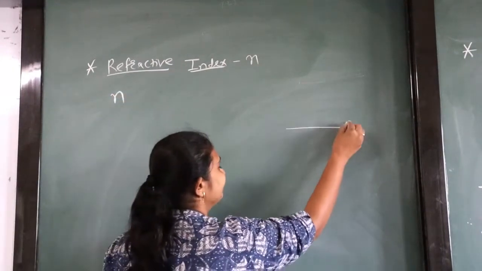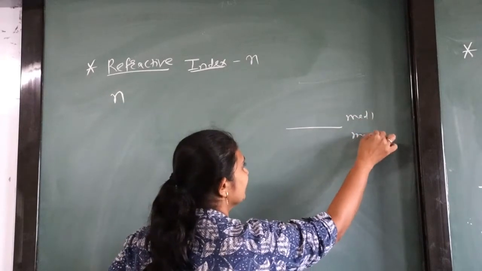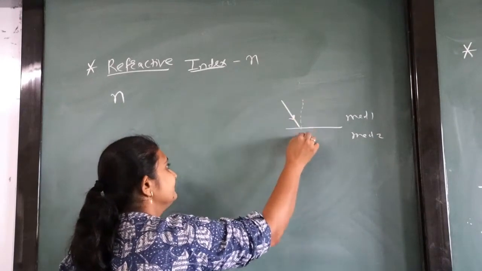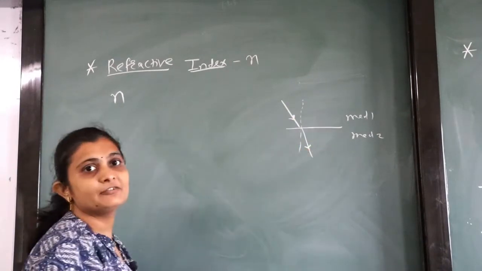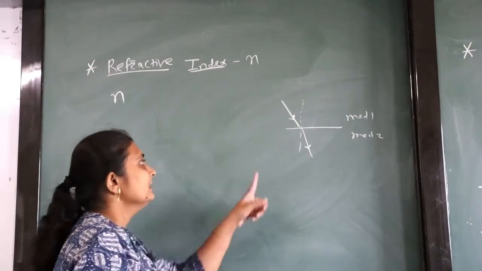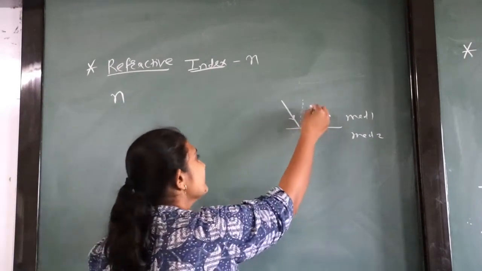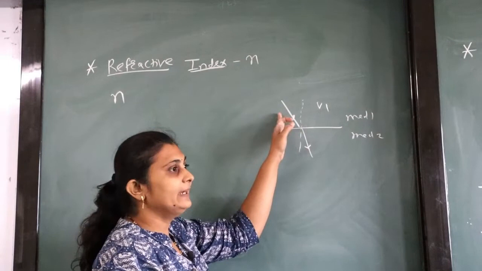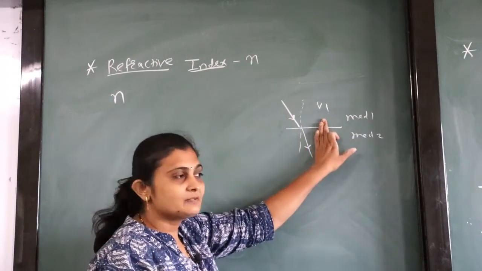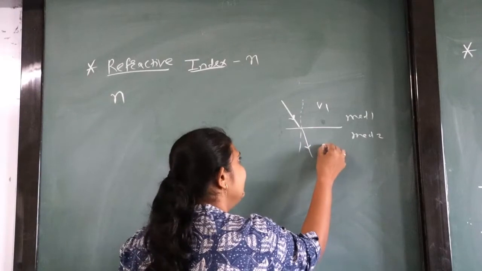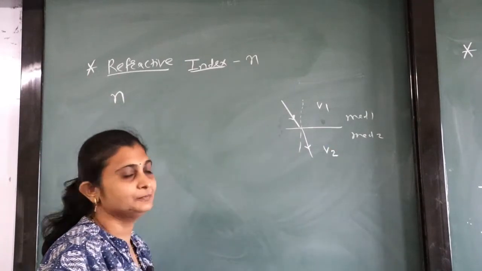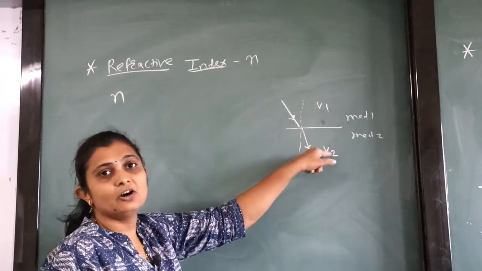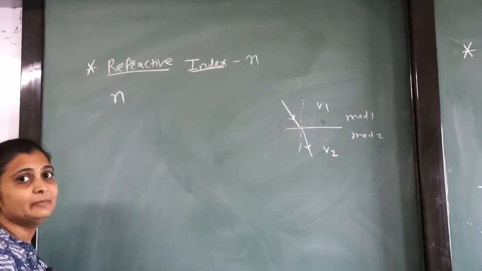Here we draw a diagram: medium 1, medium 2, incident ray, normal and refracted ray. Here the speed of light in medium 1 is v1, and the speed of light in medium 2 is denoted by v2. Now, the refractive index is related to the speed of light in medium 1 and medium 2.